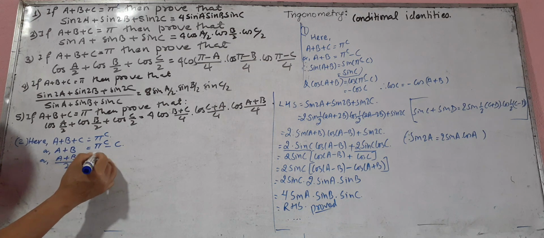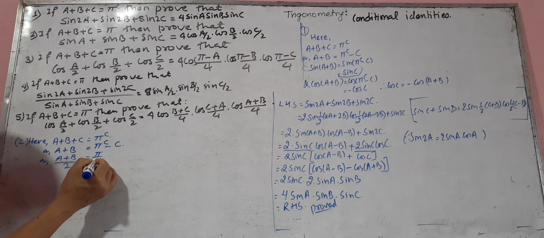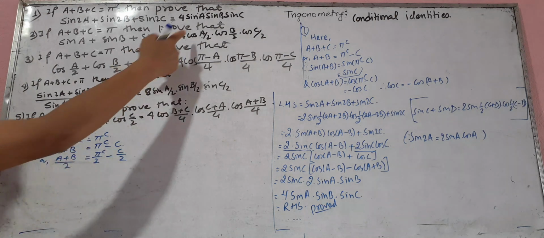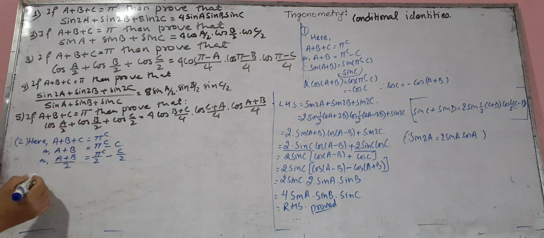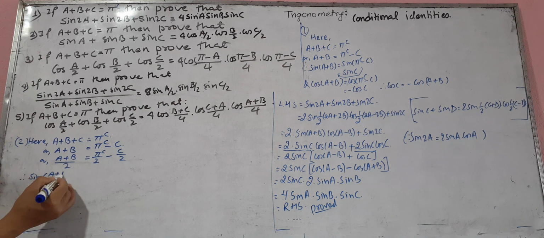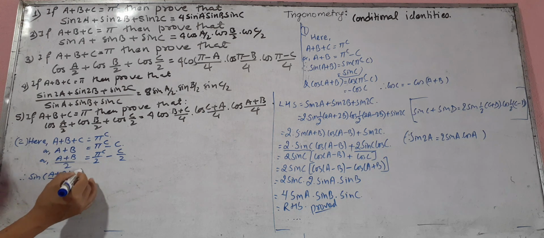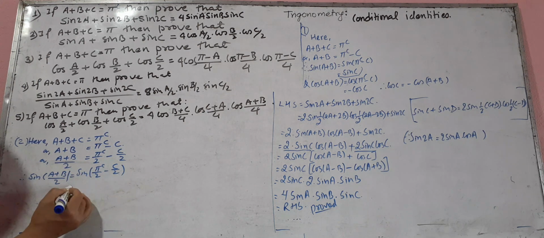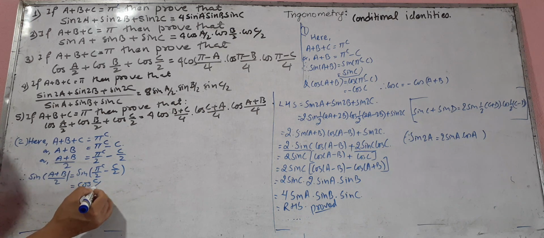Because the right hand side of our condition identity is C by 2. Okay, A by 2, B by 2, C by 2. So we divide it. Now we take sine and cos both. Sine (A plus B) by 2 equals sine (pi radian by 2 minus C by 2), and this equals cos C by 2.